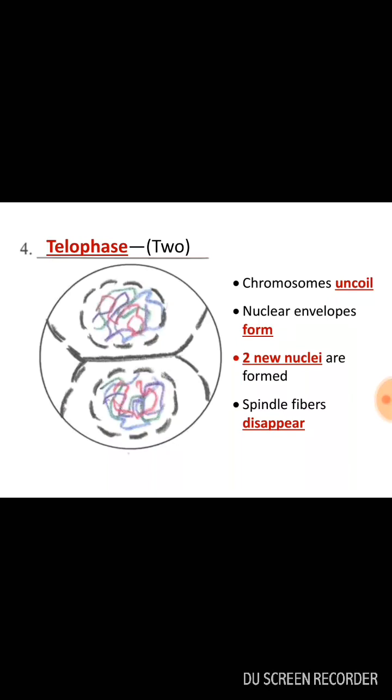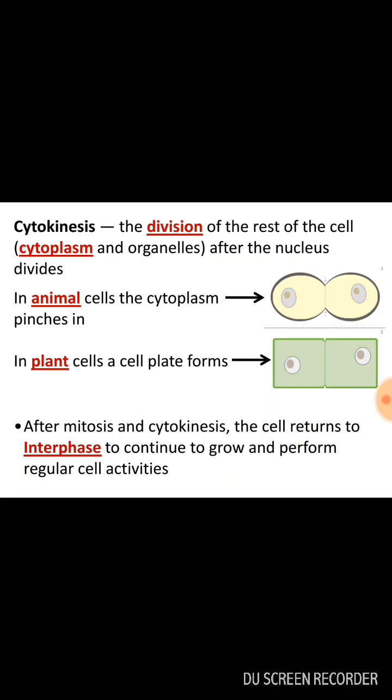So in this figure you can actually see two nuclei, and the chromosomes, they are no more visible as condensed forms, they are visible as the chromatin. So this process in which the nuclear division has already taken place, we call it karyokinesis. And in the figure you can also see that the furrow has appeared near the cell membrane. Finally, we have cytokinesis, which means the division of the rest of the cell. That means the cytoplasm and the organelles after karyokinesis is accomplished.